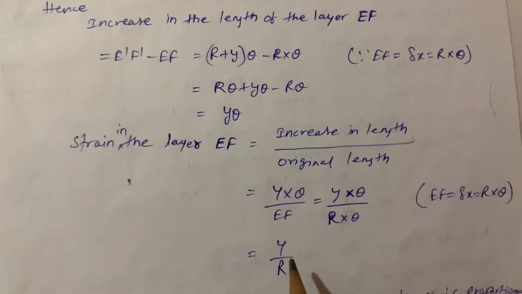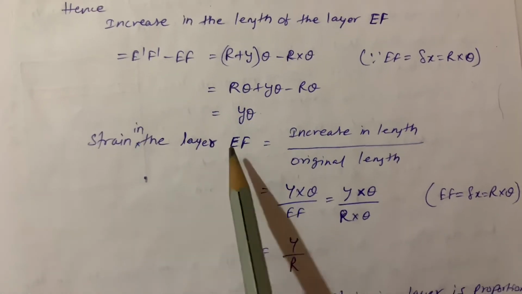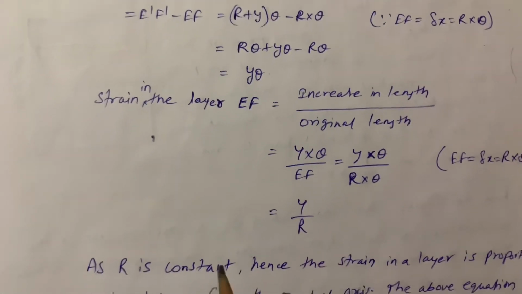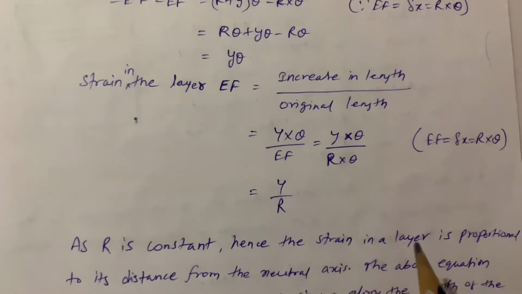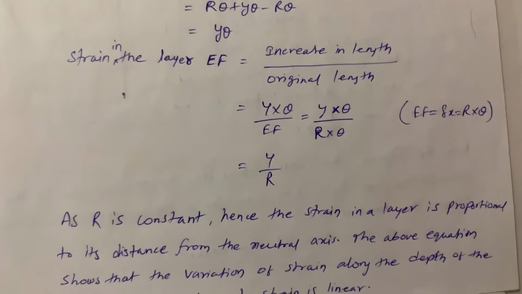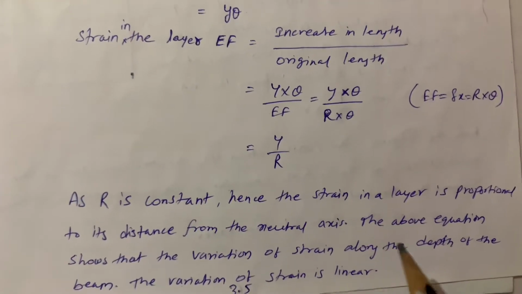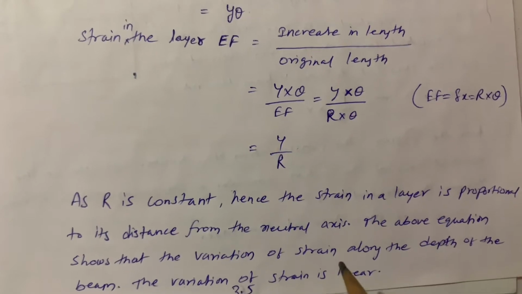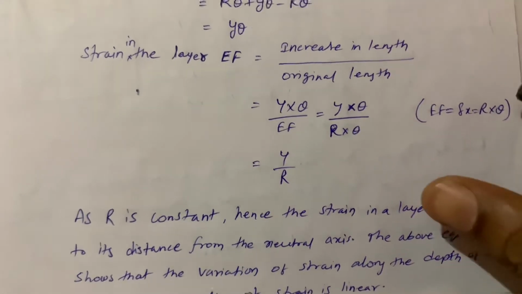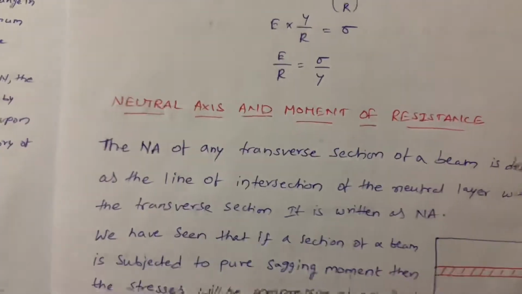So I got Y by R, as theta gets cancelled. So the strain in the layer is Y by R. Here R is constant, hence the strain in the layer is proportional to its distance from the neutral axis. So this equation represents that the variation of strain along the depth of the beam is linear. Next we have to calculate the stress variation.